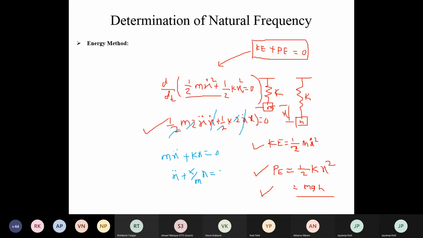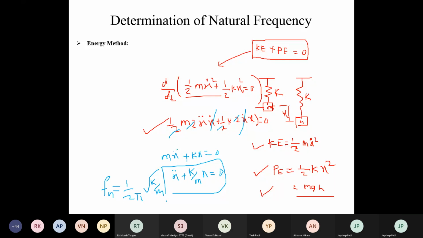Now it is similar to the previous equation of motion from D'Alembert's principle, correct? Yes, same. Here you will get the same frequency. fn is equal to 1/2 pi, and omega n will be under root of k by m. I will not write all the things. So you will get the same equation of motion and the same frequency using both methods, D'Alembert's principle and the energy method. Is it right?